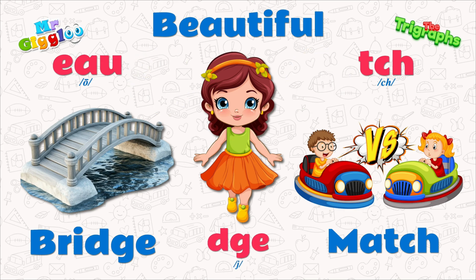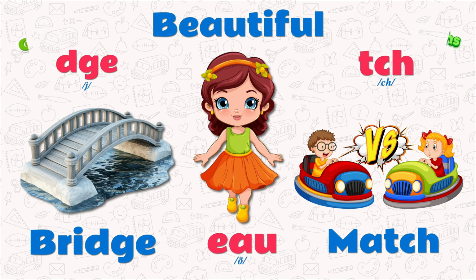Yes, DGE is the trigraph in the word bridge. That's good. EAU is the trigraph in the word beautiful. That was so much fun. 3 letters that make one sound is called a trigraph. This was so much fun.